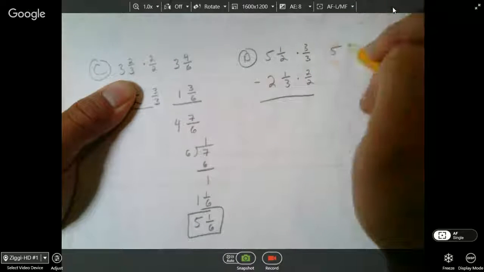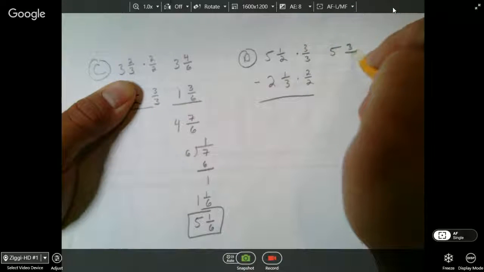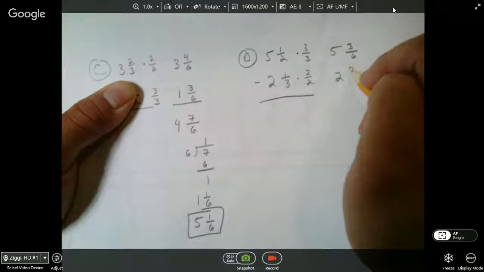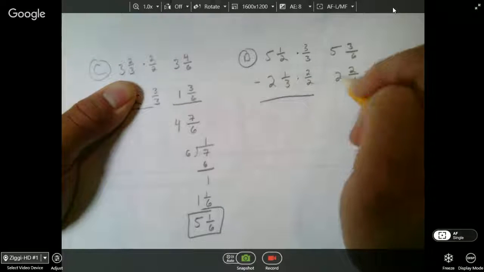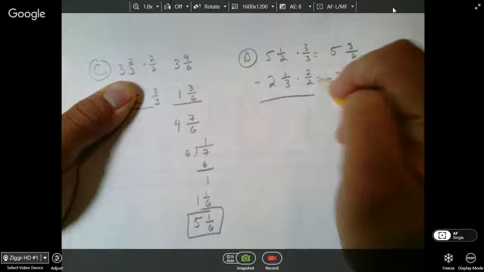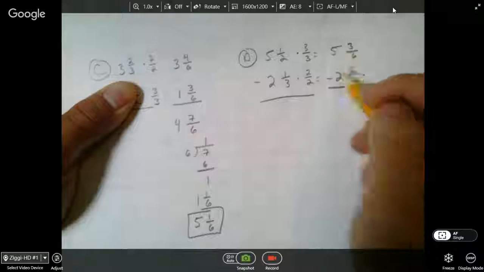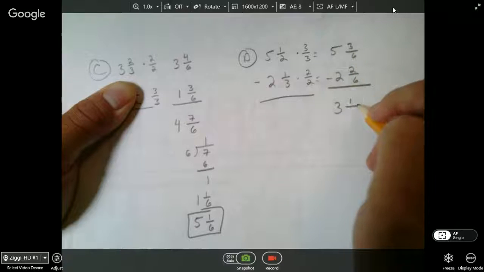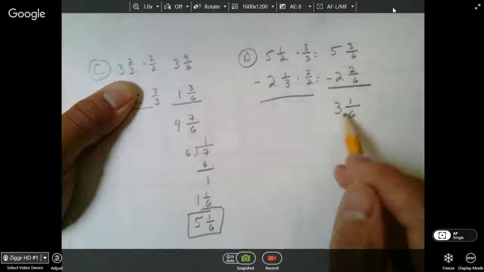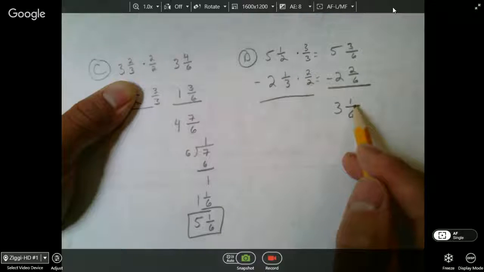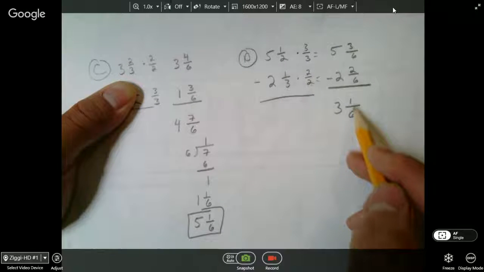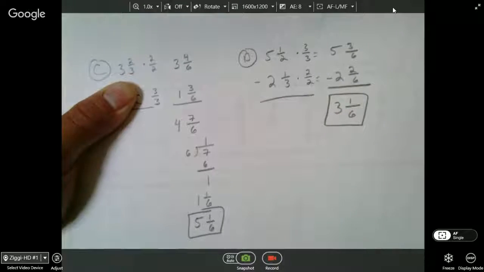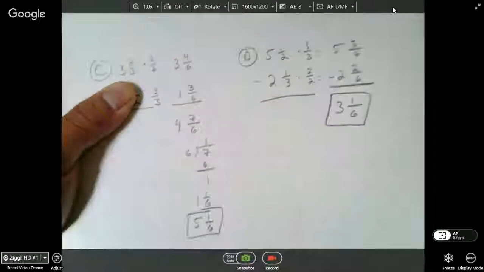1 times 3 is 3. 2 times 3 is 6. Move the 2 over here. 1 times 2 is 2. 3 times 2 is 6. And I'm going to be subtracting. Okay. 5 minus 2 is 3. 3 minus 2 is 1. And the 6 is our common denominator. We have a mixed number. Okay. And which is good. And key thing is our fraction is not improper. Okay. And that is our difference, 3 1/6.